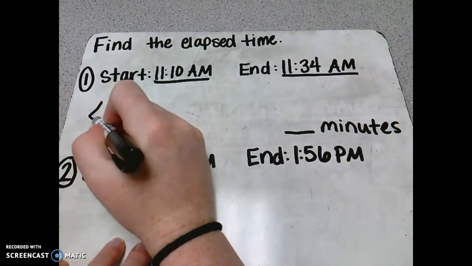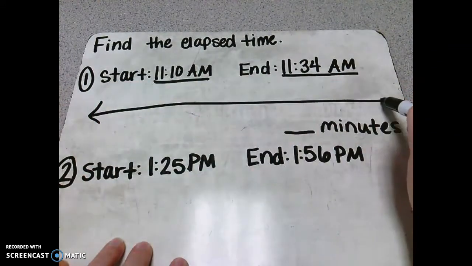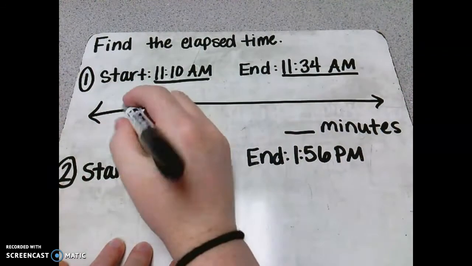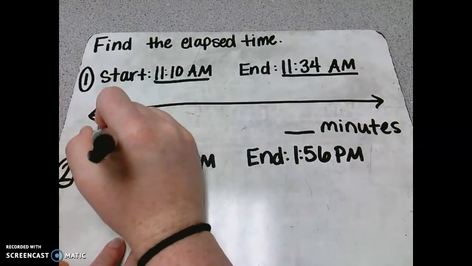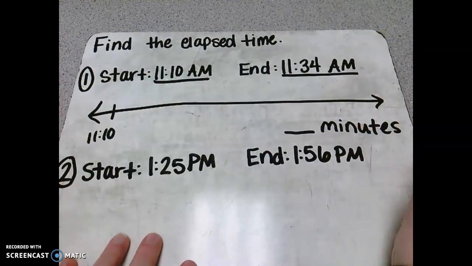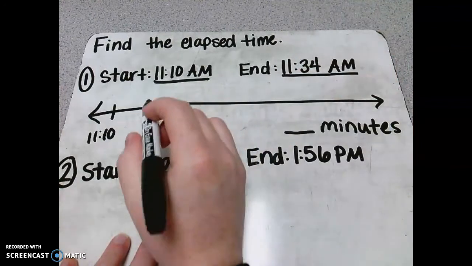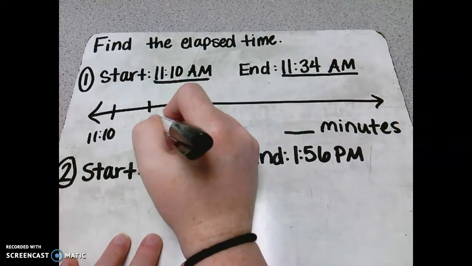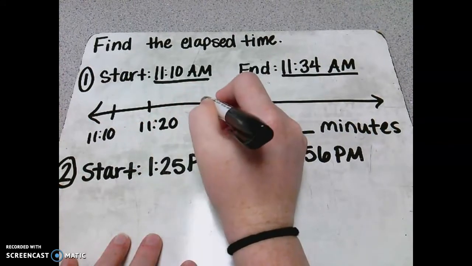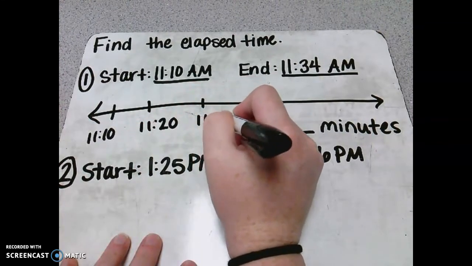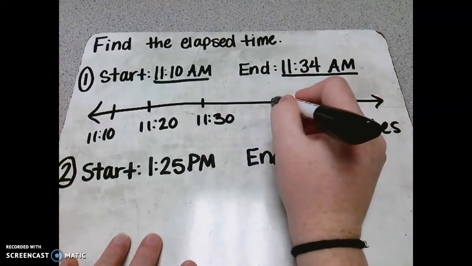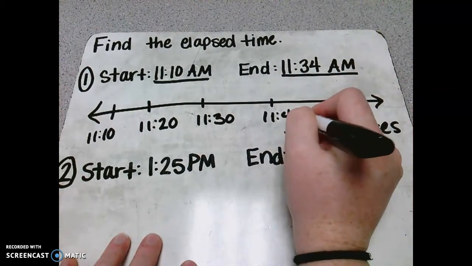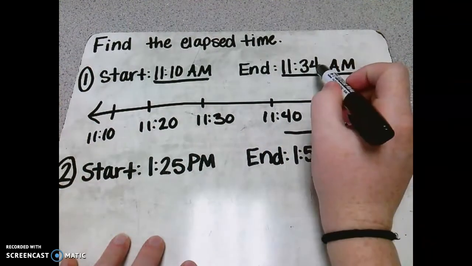So I'm going to draw a number line to help me figure this problem out. And I'm going to start with 11:10. And I'm going to count by tens till I get to 11:34. So 11:10, 11:20, 11:30, and now we have 11:40.